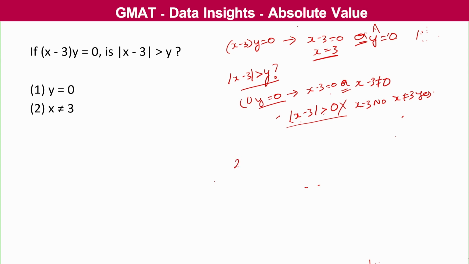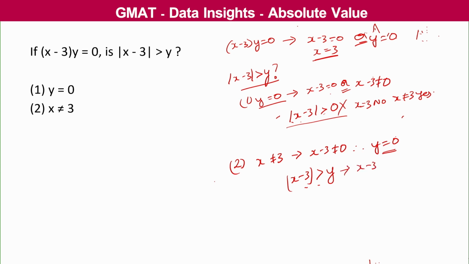Now, statement 2 tells us that x is not equal to 3. If x is not equal to 3, then x minus 3 is not equal to 0. Therefore, y will have to be equal to 0. And now the question becomes, mod of x minus 3, is it greater than y? When you know that x minus 3 can never be equal to 0, then the modulus is always positive.